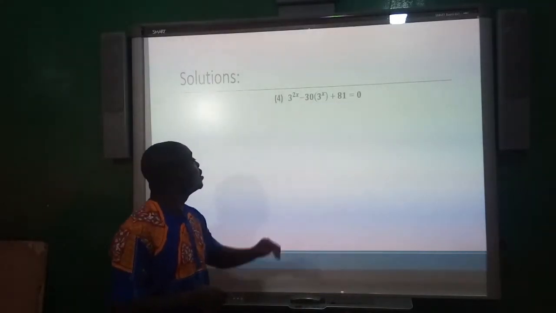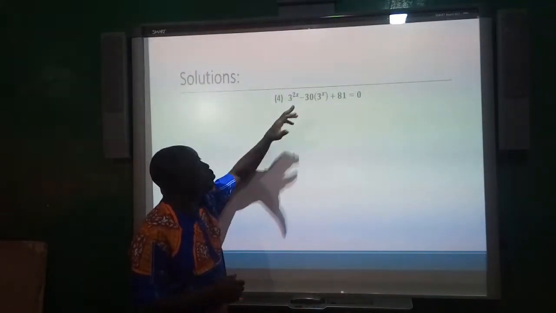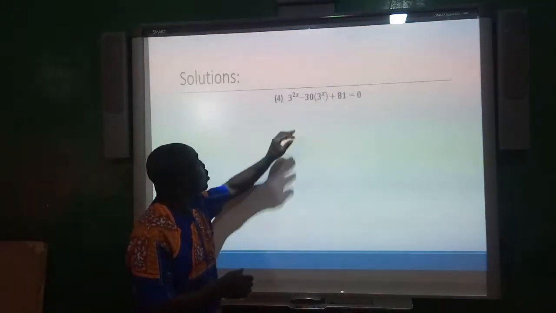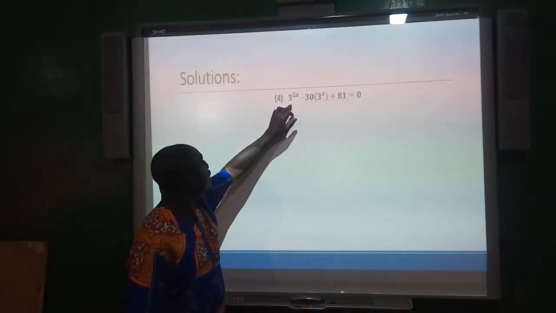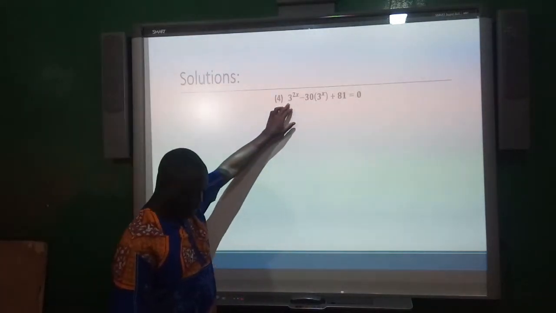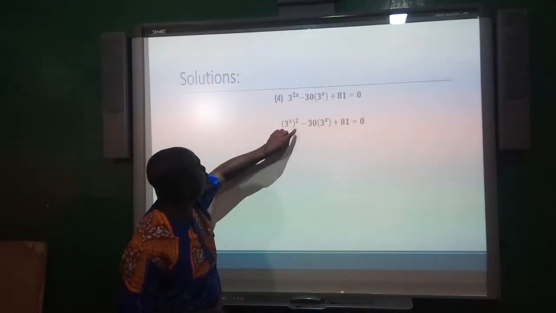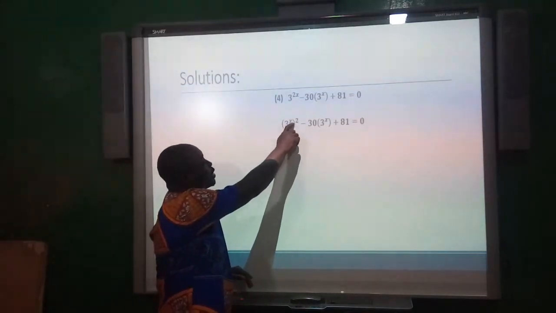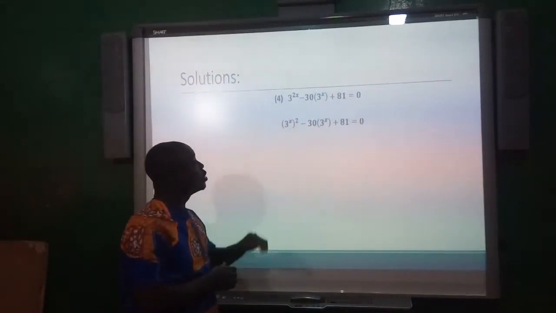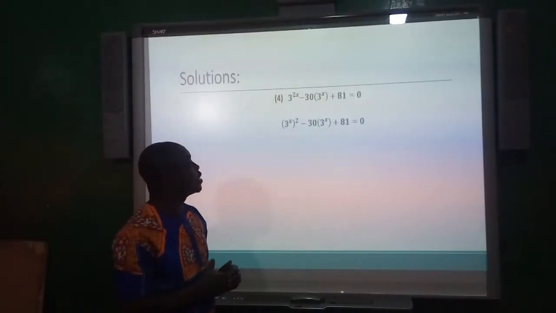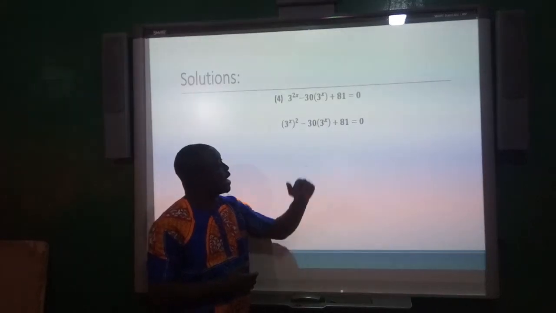When you look at this, multiplication is commutative. 2 times x is the same as x times 2. So I can write this as 3 raised to power x, all raised to power 2. It means that the x is multiplying the 2, which is the same as 2x. So you see that I have arranged it as 3 raised to power x.